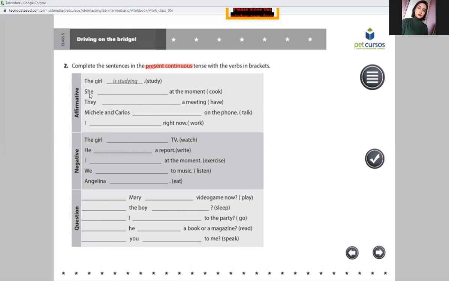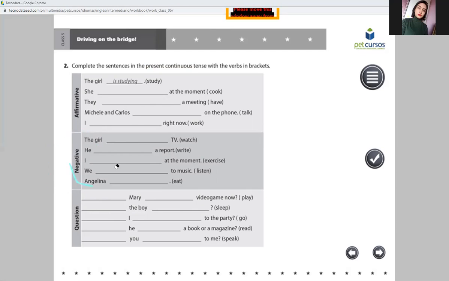I'm going to ask you to read all the sentences, okay? She's cooking at the moment. They are having a meeting. Michelle and Carlos are talking on the phone. Perfect. I'm working right now. Yes, very good.